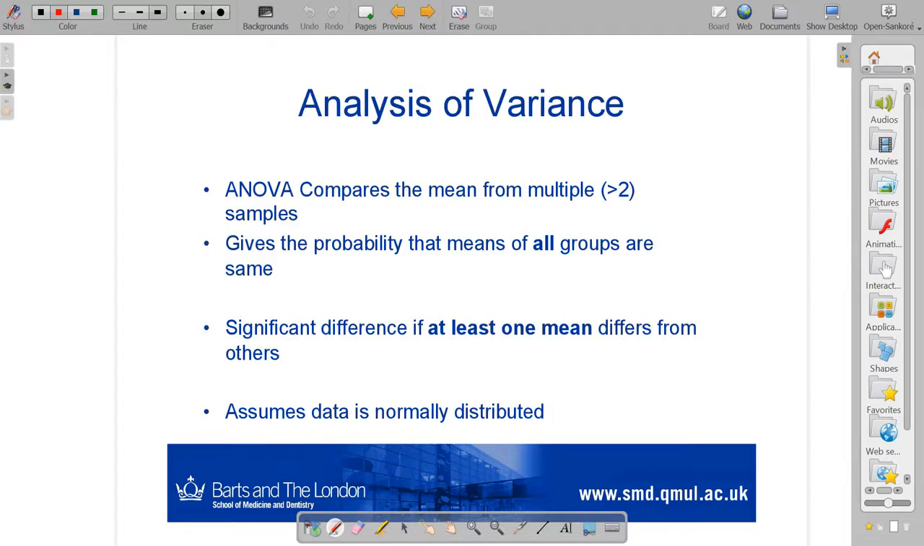Okay, so there we go. I've just summarized on that slide what the analysis of variance does. It compares the means from multiple samples, that's more than two samples, and it gives the probability that the means of all the groups are the same, or from the same distribution. And we get a significant difference if at least one of those means comes from a different distribution. And it makes the assumption that the data is normally distributed.